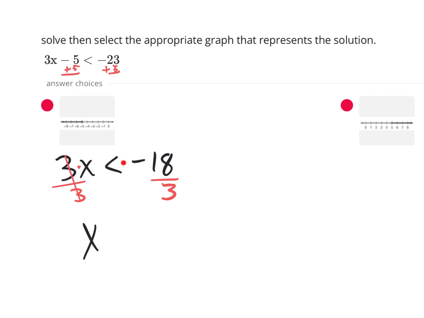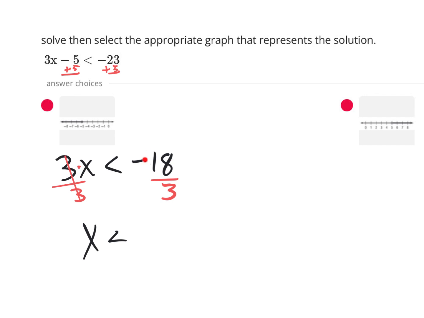Do I keep this inequality or do I flip it? Keep it or change it? Keep it. Why? Because I did not divide by a negative on my last step. The only time it changes is if you multiply or divide by a negative. So it stays exactly the same.